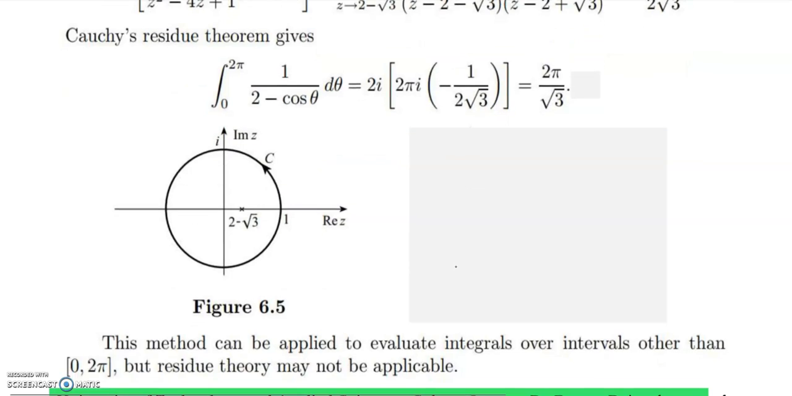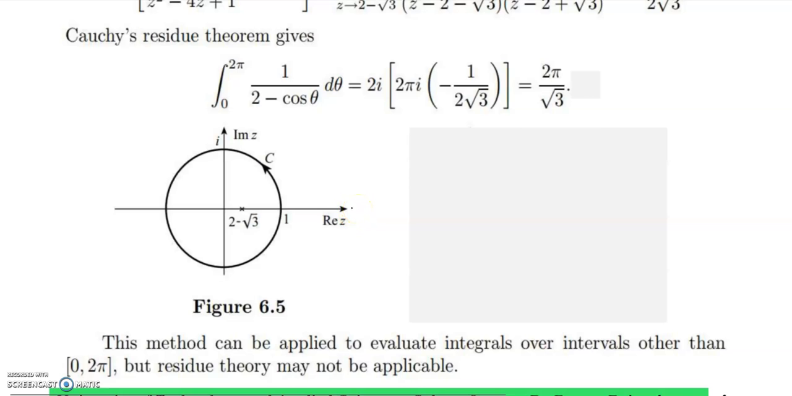Now you see this. This is the unit circle. 2 minus root 3 is inside the unit circle. Now what is the other pole? That is 2 plus root 3. 2 plus root 3 is approximately 3.7. So it will be here, meaning outside the circle. It will be here, outside the circle.